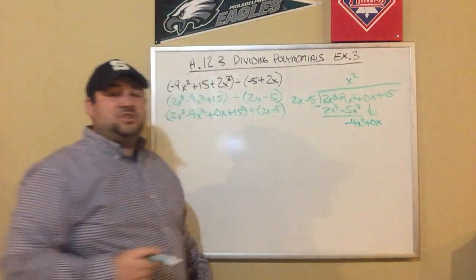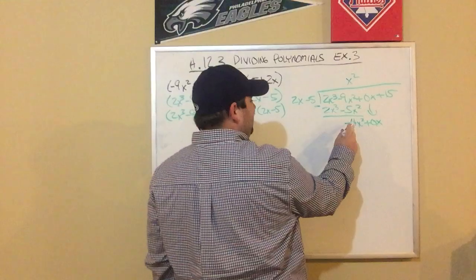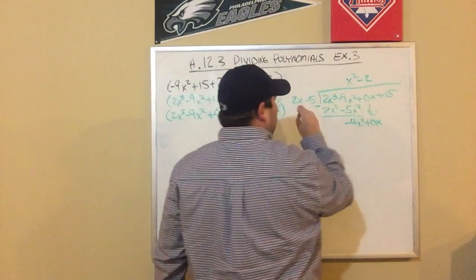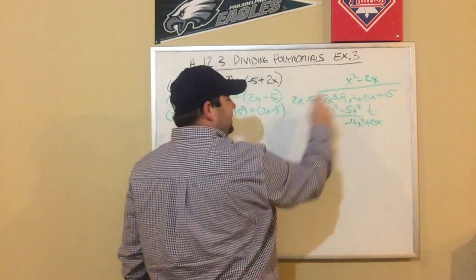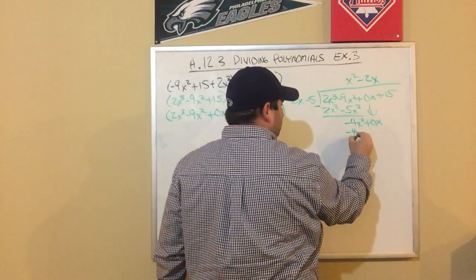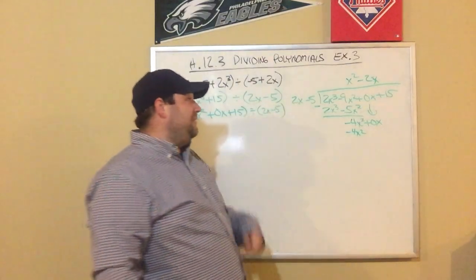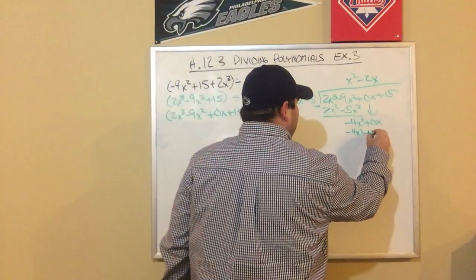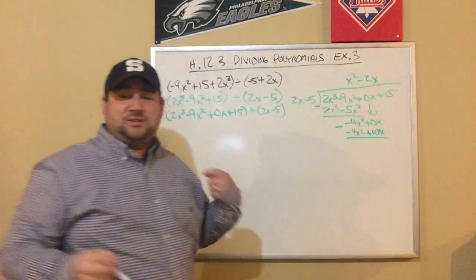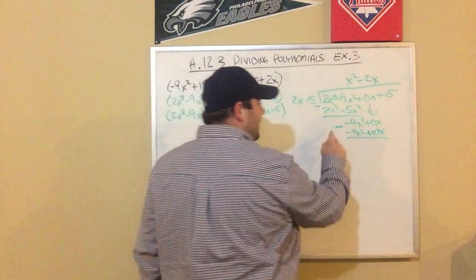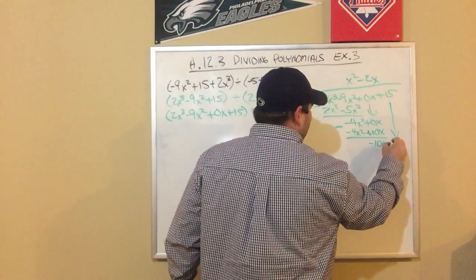Now I'm going to say, how many times does 2x go into negative 4x squared? That would be negative 2, and then x times x would give me x squared. So negative 2x. Negative 2x times 2x is negative 4x squared. That's what I want. They're going to cancel. And then I've got negative 2x times negative 5, which would be positive 10x. I subtract. Negative 4x squared minus negative 4x squared cancels. 0x minus 10x would be negative 10x. I bring down the plus 15.